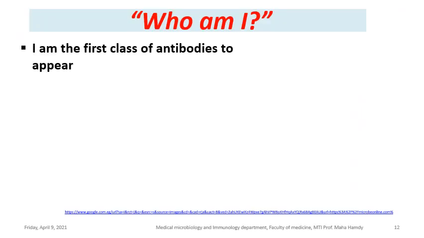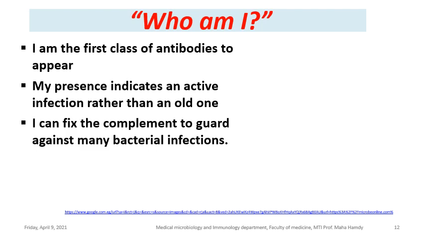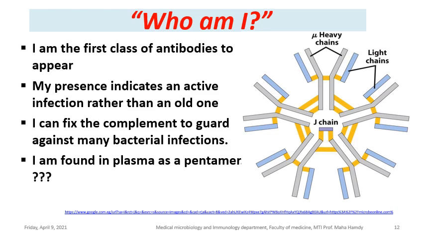Who am I? I am the first class of antibodies to appear. My presence indicates an active infection rather than an old one. I can fix the complement to guard against many bacterial infections. And I'm found in plasma as a pentamer. Did you know me? Take 30 seconds to think. Yes, I am the IgM.